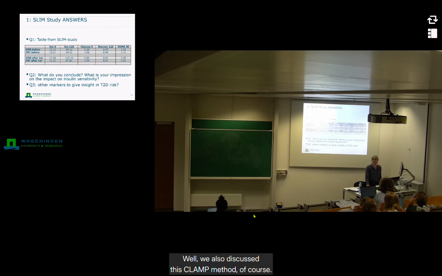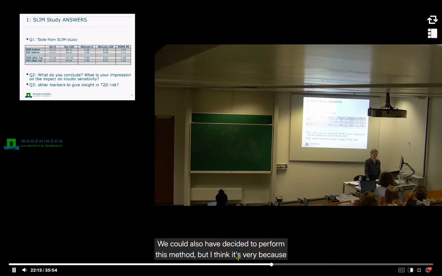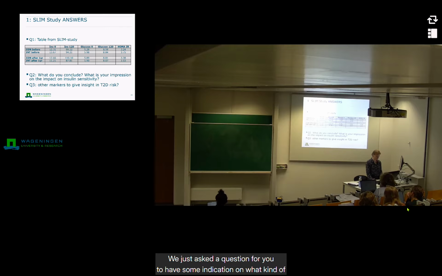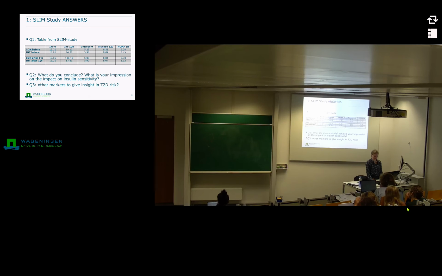We also discussed this clamp method, of course. We could also have decided to perform this method, but because they had a lot of participants in this study, that wouldn't be really feasible to use. We just asked the question for you to have some indication of what kind of different measures you can use to say something about the risk of type 2 diabetes.